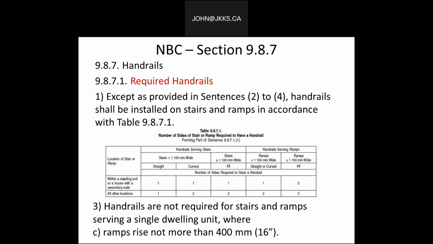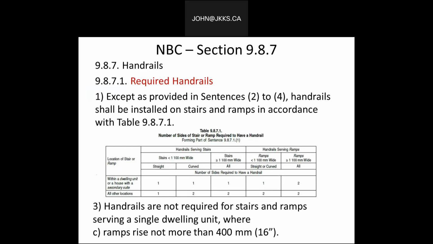And it goes handrail serving the stairs, or far over to the right-hand side, which applies to us, handrail serving ramps. So we can see ramps with a width less than 1100 millimeters, or to the far right, greater than 1100 millimeters. So it indicates basically 2 handrails are required. But if we take a look at sentence 3, handrails are not required for stairs and ramps serving a single dwelling unit where the ramp's rise is not more than 16 inches.